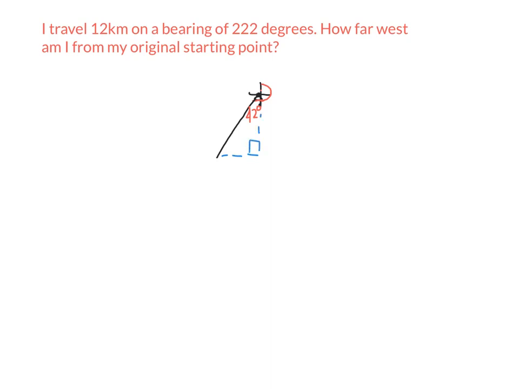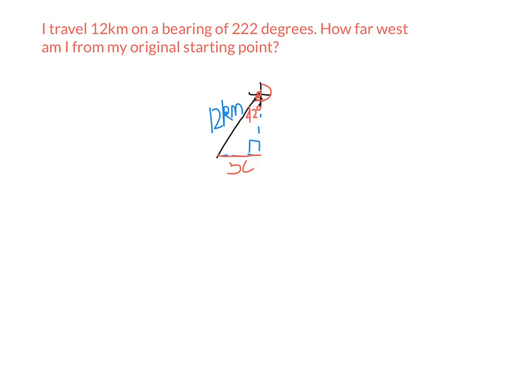Now, I was told that I went for 12 kilometers, so the black line there is 12 kilometers. Now, how far west? So I started here. How far west is this distance here? And I will call that X. So that's the hard part, drawing the diagram. Now I've got that. I've got a right-angled triangle, and I just need to find an unknown side, and that's easy.